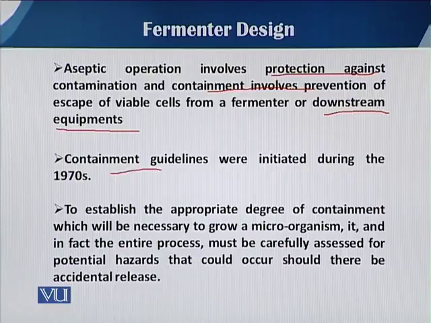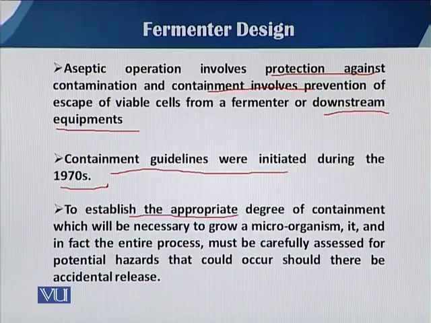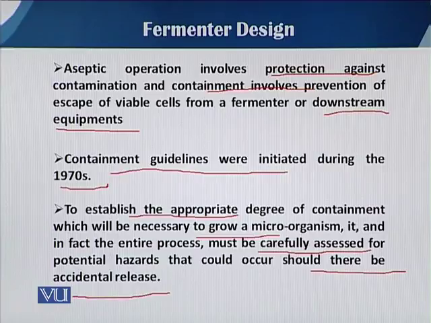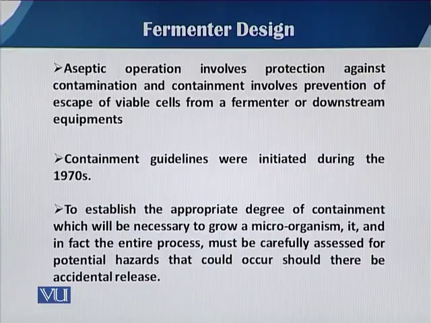First of all, the containment guidelines were initiated during the 1970s. In order to establish the appropriate degree of containment necessary to grow a microorganism, the entire process must be carefully assessed for potential hazards that could occur should there be accidental release. When we are using a microorganism for mass culturing, it can be a pathogen. There are so many mishaps possible during the fermentation process, so in such cases we have to assign hazardous levels, which basically deal with how we can have hazardous groups based upon the processes.